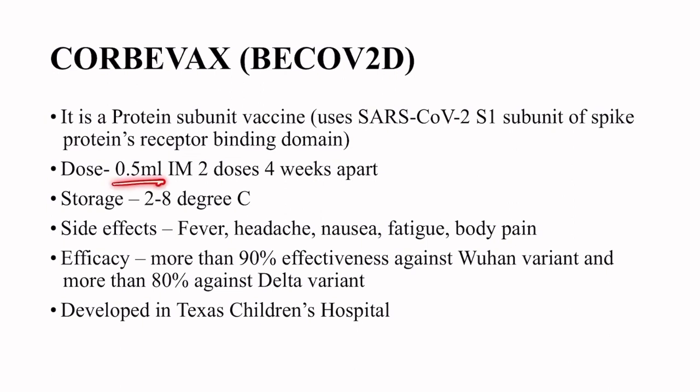This is 0.5 ml intramuscular, 2 doses 4 weeks apart, stored at 2 to 8 degrees Celsius. Side effects are fever, headache, nausea, vomiting, and body pain. Efficacy is 90% effective against one variant and more than 80% against the Delta variant. It was developed in Texas Children's Hospital.